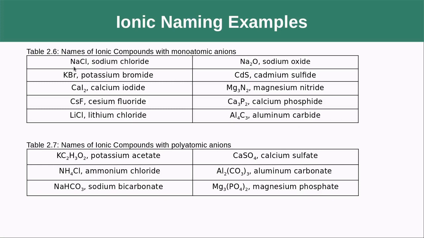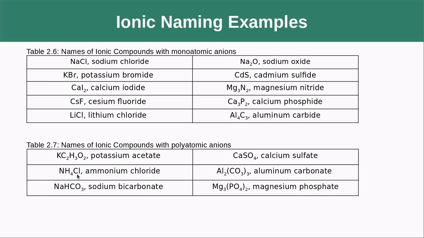Here we have sodium and chlorine coming together to form a compound, and we call it sodium chloride instead of sodium chlorine. Here we have potassium and bromine, we call it potassium bromide in this case. Similarly over here, we have calcium and we have phosphorus, calcium phosphide.